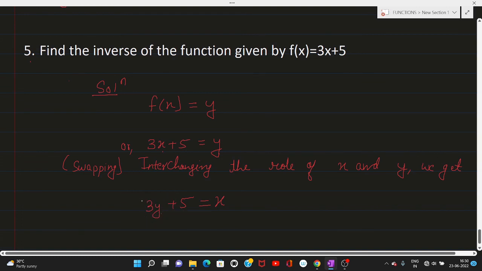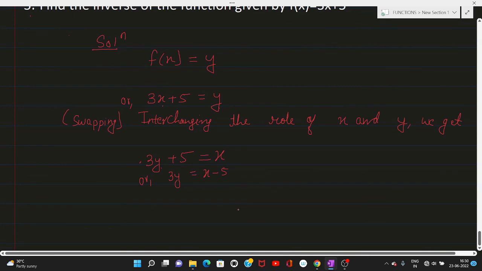Now we will simplify this equation to get the value of y. So let's simplify, or we can write this as 3y equal to x minus 5. Just a moment. So after this, y is equal to (x minus 5) over 3.